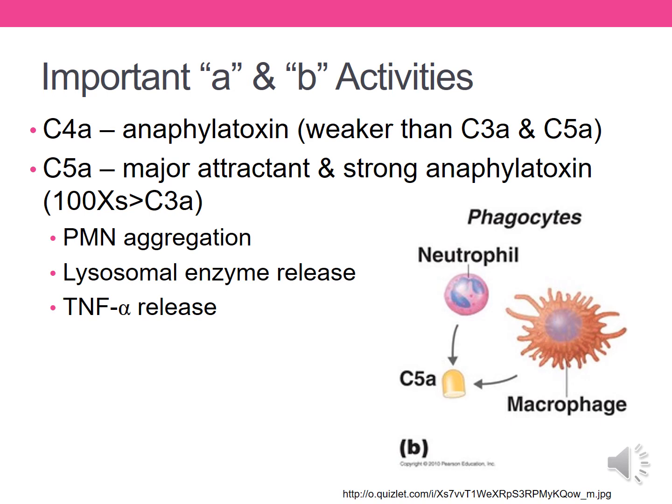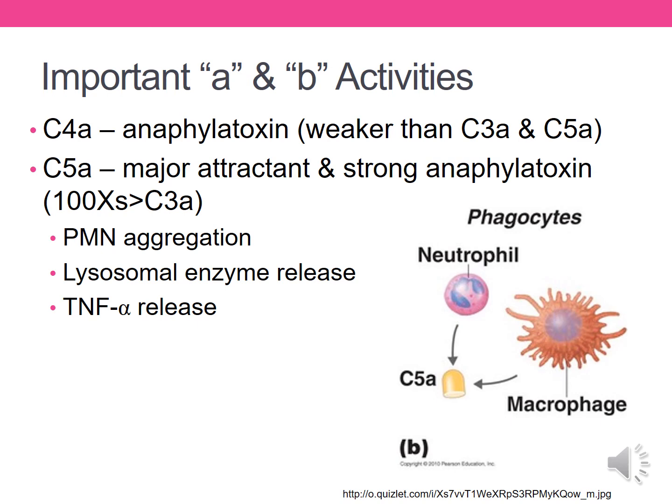So when we say that a component is an anaphylotoxin, they all have the same properties, or they're all able to do the same thing. So the contraction of smooth muscle, increased vascular permeability, and histamine release from mast cells, etc. All these anaphylotoxins have this capability. Some are better at it than others. For instance, C4a is weaker than C3a and C5a, so we don't have that big of a histamine release from mast cells, for example.